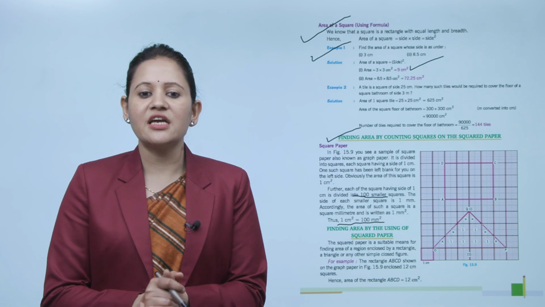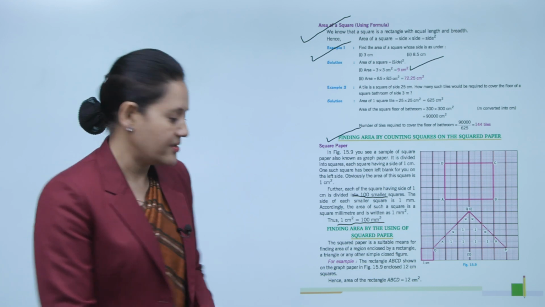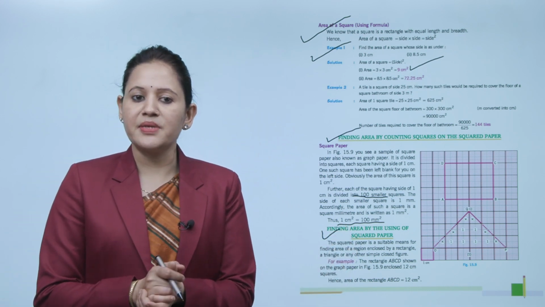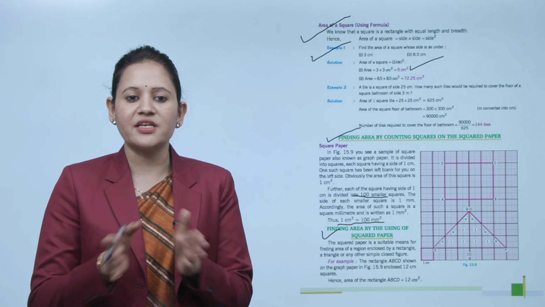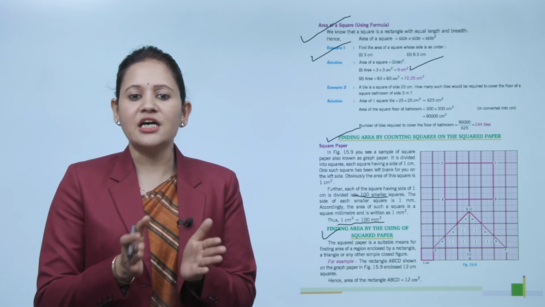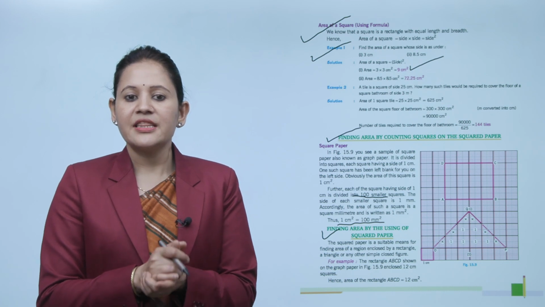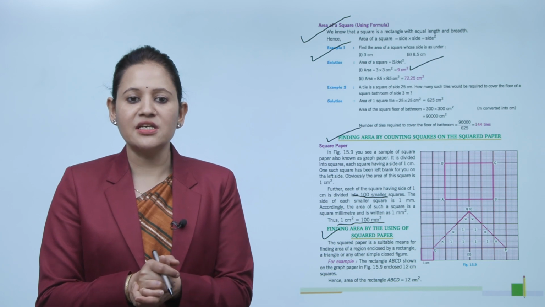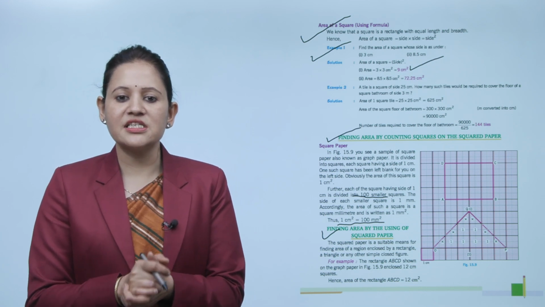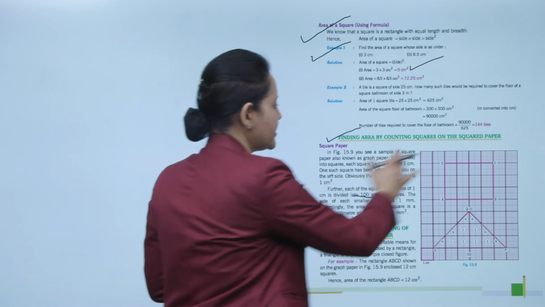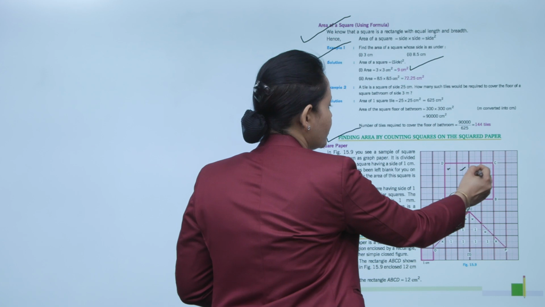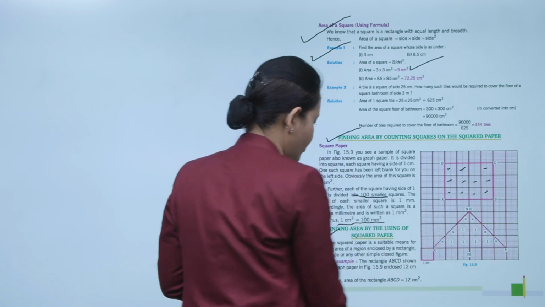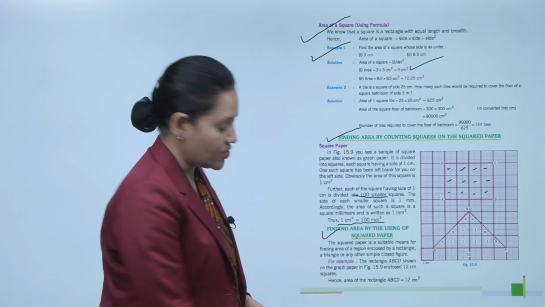Next is finding area by using square paper. The square paper is a suitable means for finding the area of the region enclosed by a rectangle, a triangle or other simple closed figure. For example, the rectangle ABCD shown on the graph paper in figure 15.9 encloses 12 centimeter square. The area of rectangle ABCD is 12 centimeter square. Counting: 1, 2, 3, 4, 5, 6, 7, 8, 9, 10, 11, 12. So the area will be 12 centimeter square.